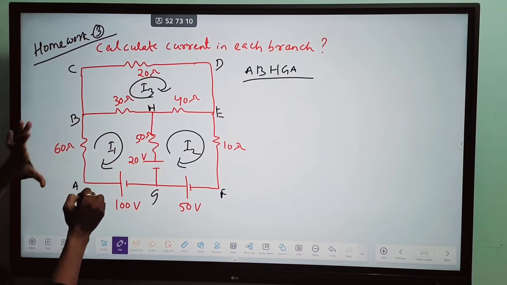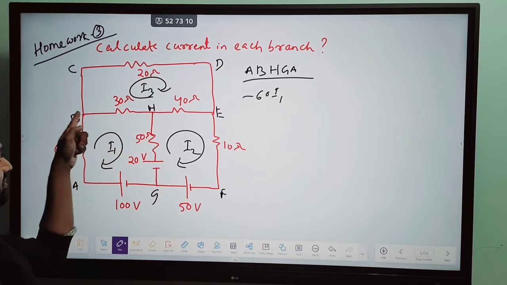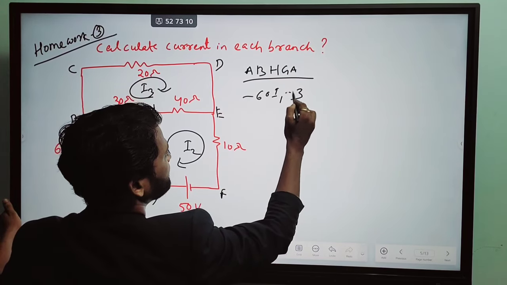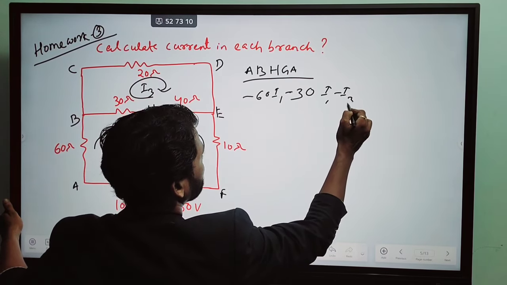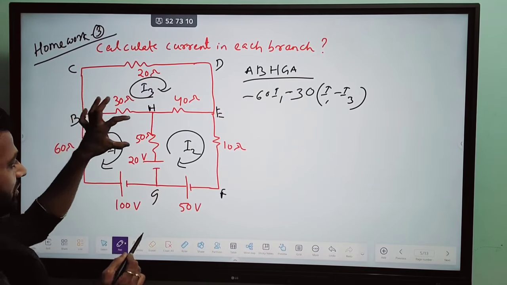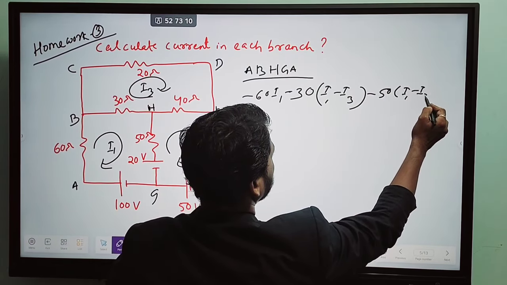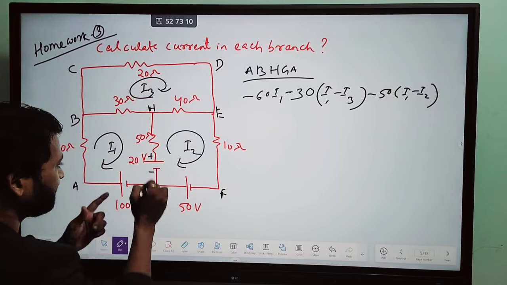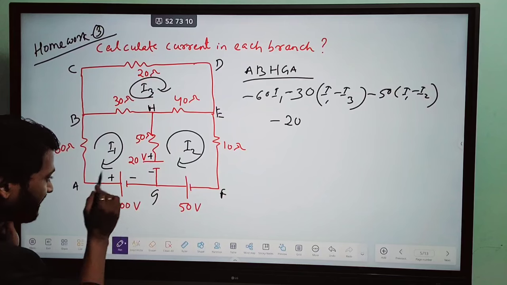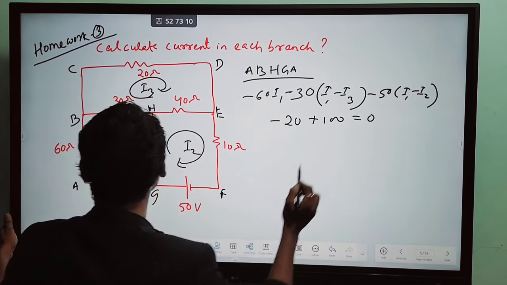What is the current A to B? Minus 60 I1. Okay? Next, this one is common for 1 and 3. What is the net current? I1 minus I3. The potential drop is negative, minus 30 (I1 minus I3). Then H to G is common for 1 and 2. The current will be I1 minus I2, and it will be minus 50 (I1 minus I2). Next, it is a fall in potential, minus 20. Next, again it is a rise in potential, plus 100 will be 0.